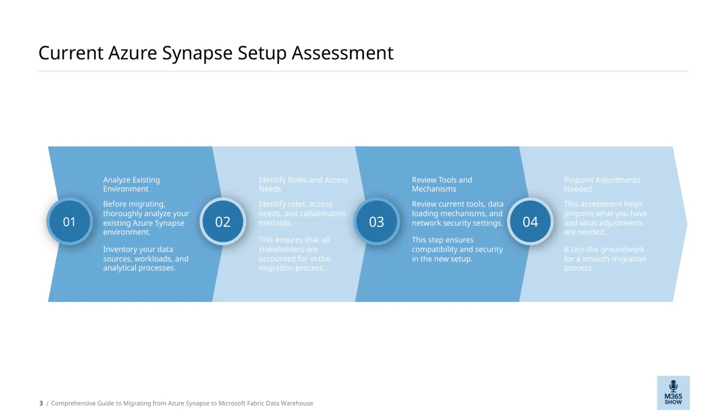Let's start with the first key step, analyzing your existing Azure Synapse environment. It's crucial to thoroughly understand what you currently have in place before moving forward. This includes taking an inventory of all your data sources, workloads, and analytical processes. Knowing this helps ensure nothing is overlooked during the migration.